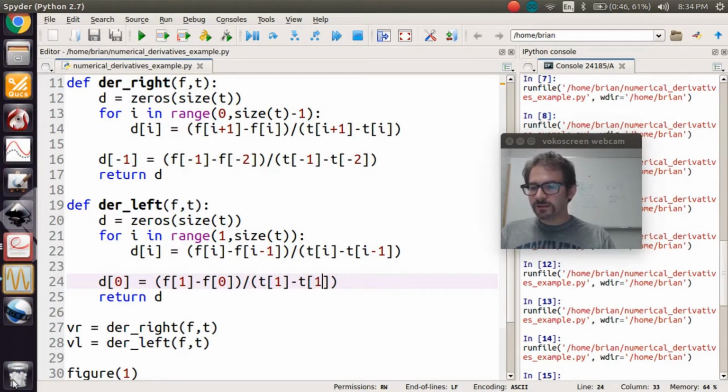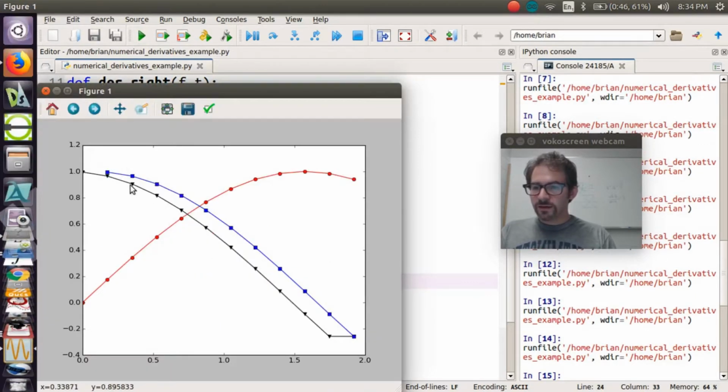Let's rerun this, and I have fixed this value, so I just get the same value for both derivatives on the right endpoint and the same value for both derivatives on the left endpoint.